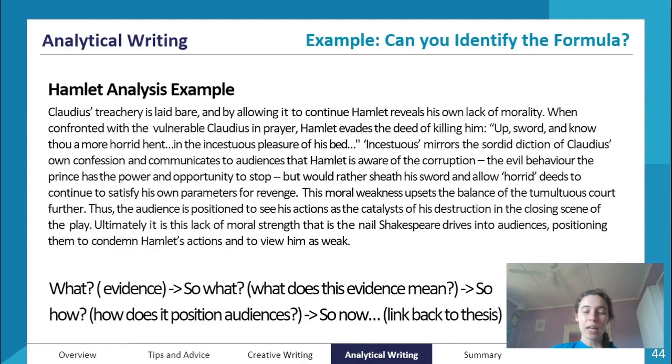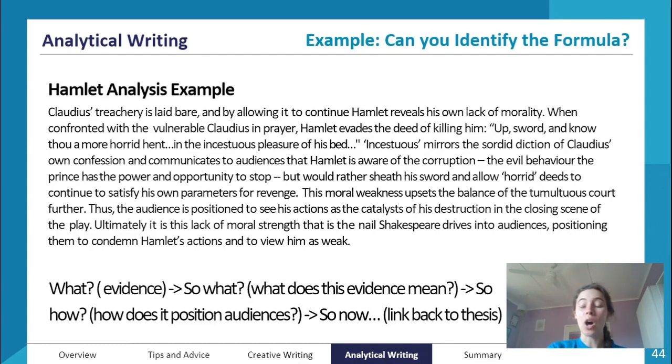So here is a bit of an example that you can read through in greater detail. And it follows that formula that we have seen. So you can see here what I meant before. In our second sentence, when confronted with the vulnerable Claudius in prayer, Hamlet evades the deed of killing him. And you've got a colon there to introduce the quote.